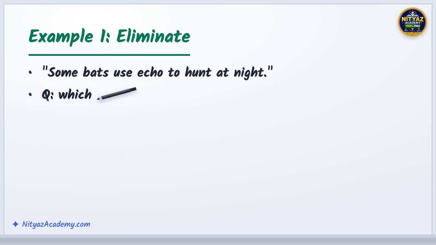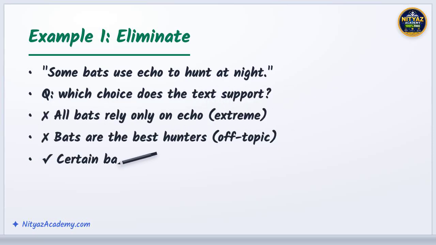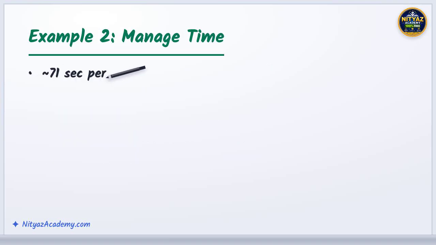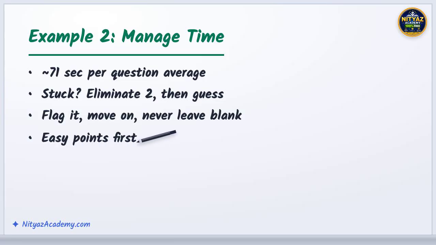Let's eliminate. The text says some bats use echo to hunt at night. The question asks which choice the text supports. Choice A says all bats rely only on echo. Too extreme, the text said some. Choice B says bats are the best hunters, off-topic and unsupported. Choice C says certain bats locate prey by sound. Measured and backed by the text. C.